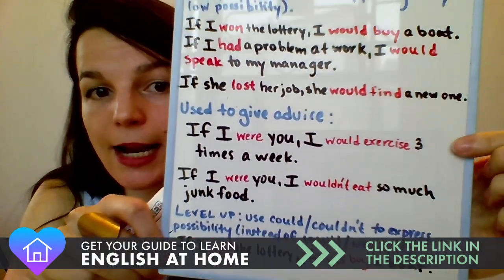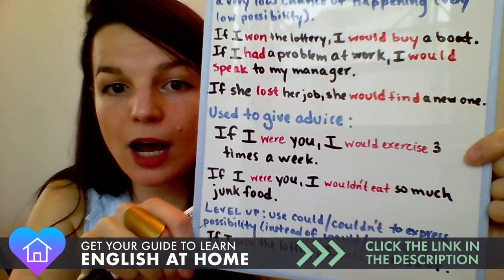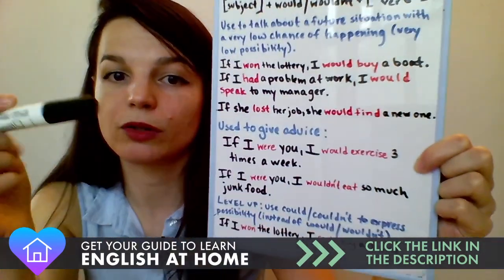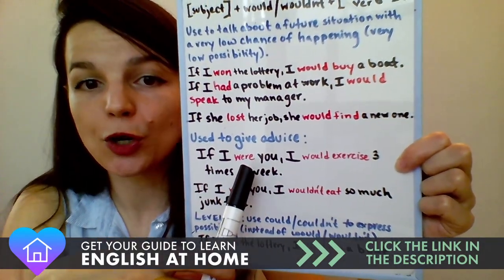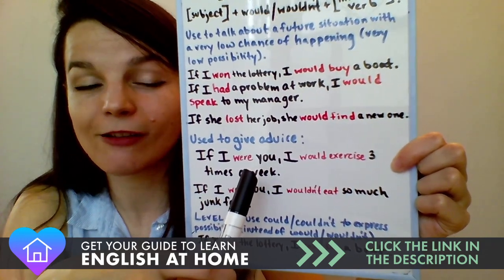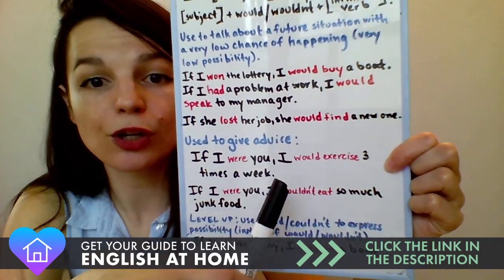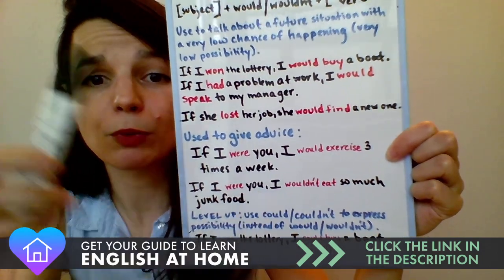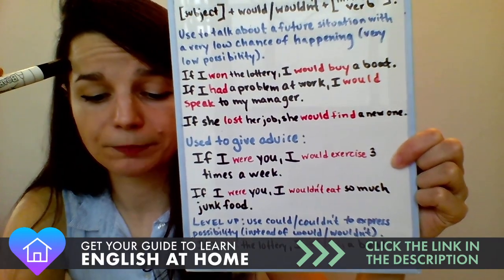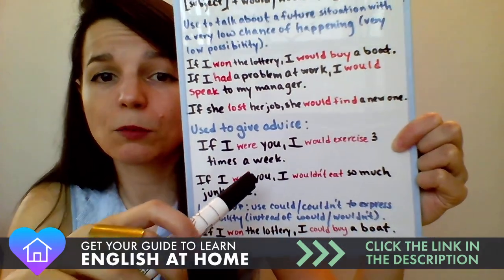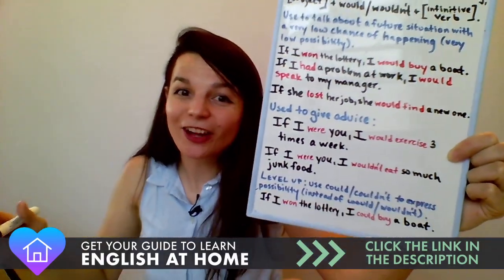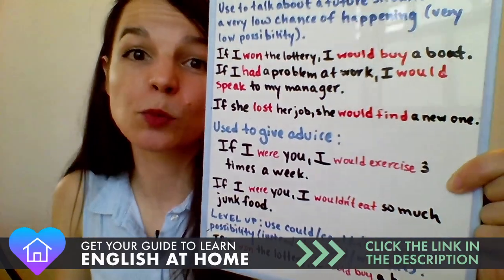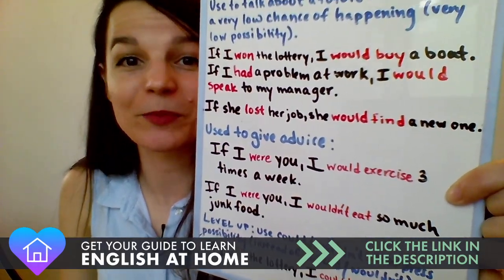I mentioned this just now. Used to give advice. This is one of the most common ways that the second conditional is used for advice. If I were you, and yes, I will answer the if I was question in a moment. If I were you, I would exercise 3 times a week. Or if I were you, I wouldn't eat so much junk food. So what's the deal? If I were you or if I was you, native speakers use both, right? It's frustrating. How do you know? The correct answer is were. And yes, that means many native speakers make mistakes with this.